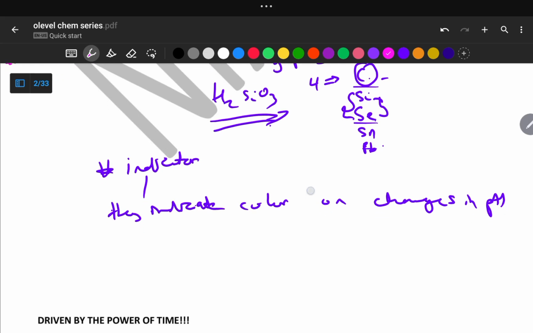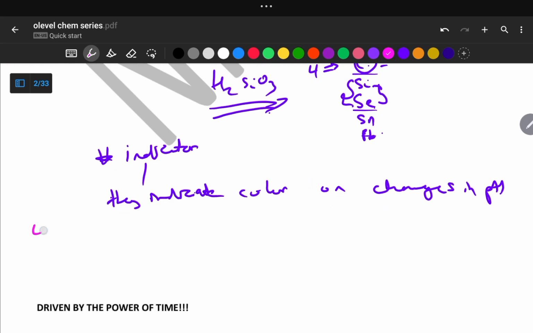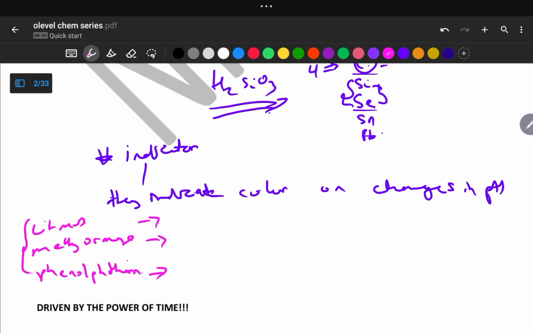So for O level, you should know the litmus paper, right? And then you should also know methyl orange, and then lastly phenolphthalein. So we have a lot of indicators. We have methyl red, we have bromothymol blue, we have a lot of indicators, but for O level we only need to know these three, right?